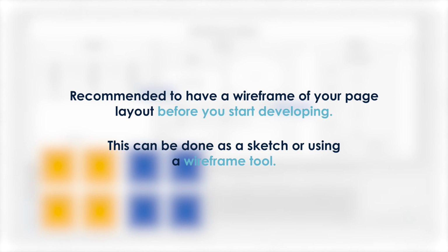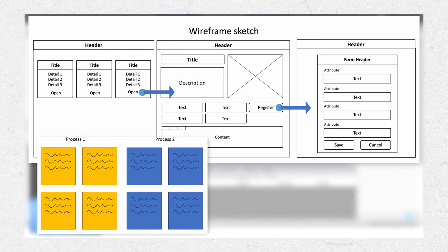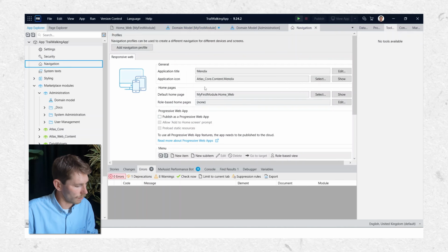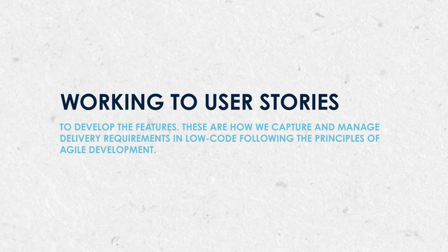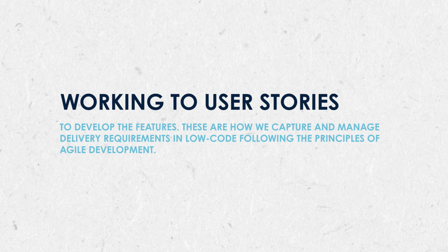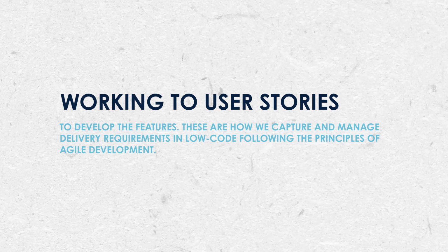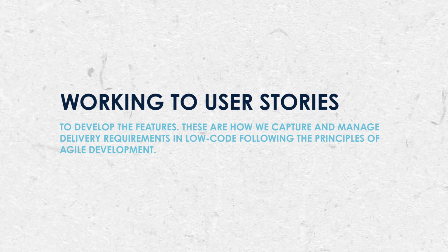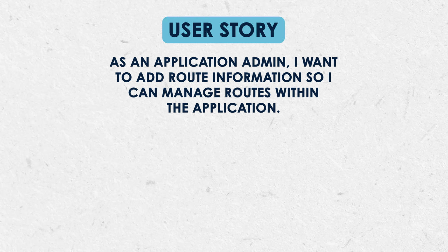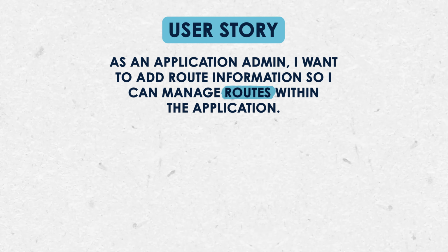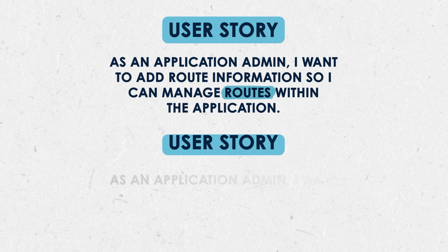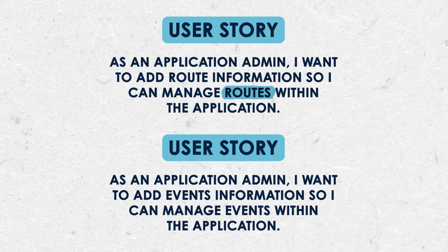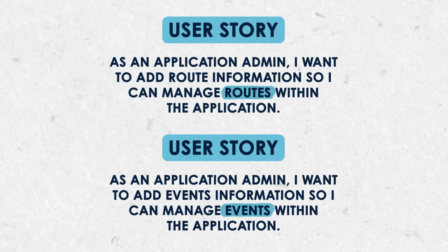In the last video, we showed how you can create pages from the domain model. Now we are going to work to user stories to develop the features. These are how we capture and manage delivery requirements in low code, following the principles of agile development. The first two are, as an application admin, I want to add route information so I can manage routes within the application. And the second one is, as an application admin, I want to add events information so I can manage events within the application.